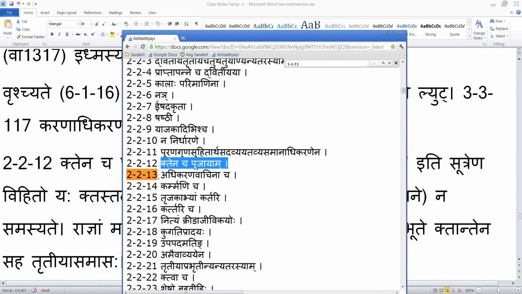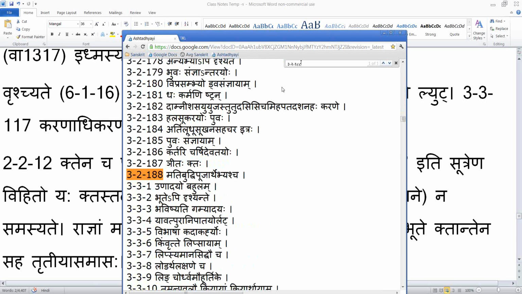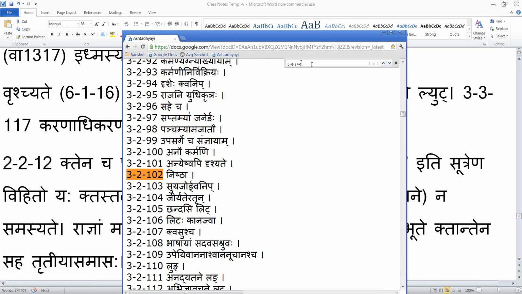So then what Panini does is he puts a specific sutram, this tenacha pujayam, where the pratyaya is used in vartamane, and when it is prescribed by this sutram, which is 188 it was, yeah, by this sutram, that again will not compound. So we cannot say rajnyam pujitaha, rajapujitaha, but if that same pratyaya is used in bhute by the sutram 32102, called nishtha, this is in the bhute adhikara, that will compound. Someone who is worshipped by the king, someone who was honored by the king, becomes rajapujitaha.